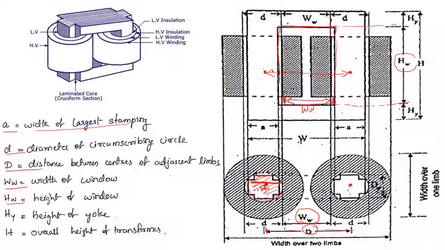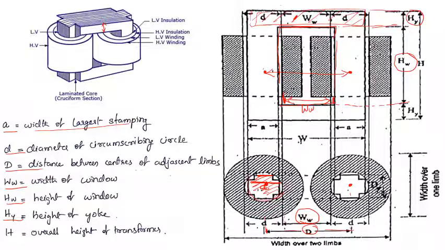Then height of yoke. Height of yoke can be seen here. This portion is known as yoke. This is the yoke portion of the transformer. On the figure, on the left hand side, the 3D view can be seen, and here also we can see the height of yoke. This is the height of yoke. Similarly, this is the height of yoke.